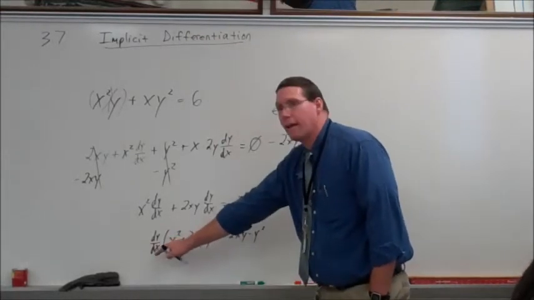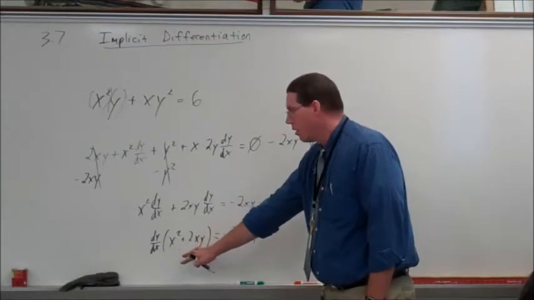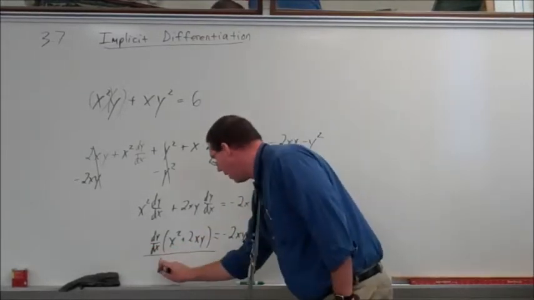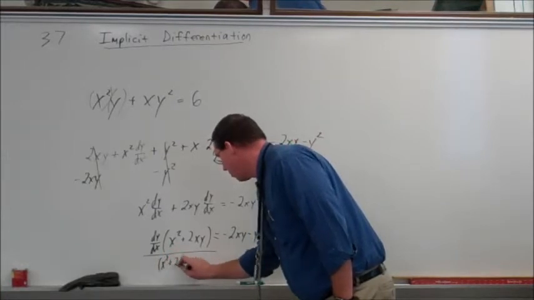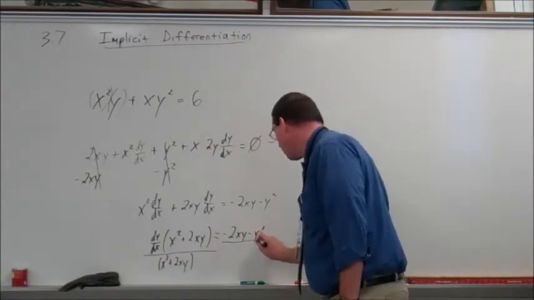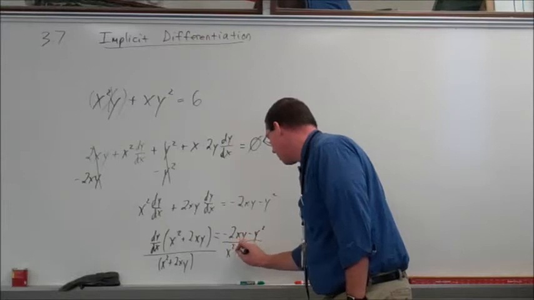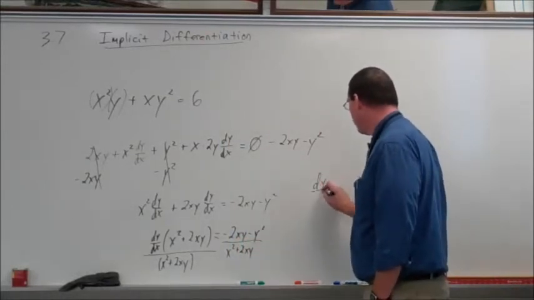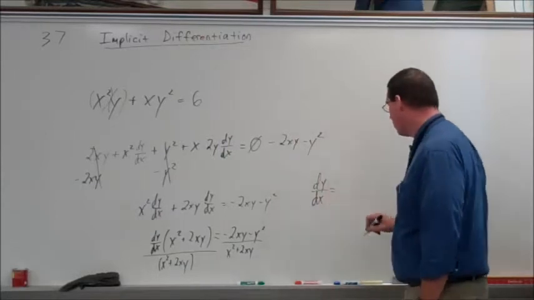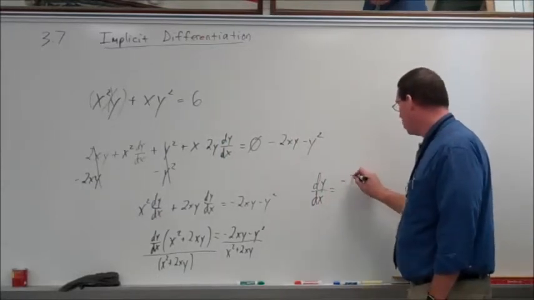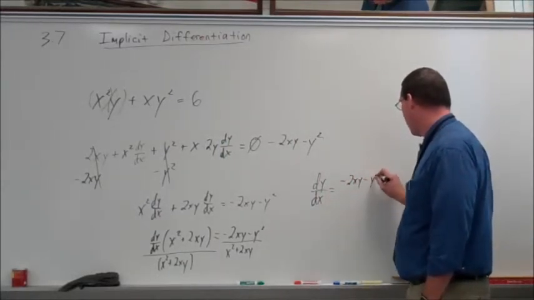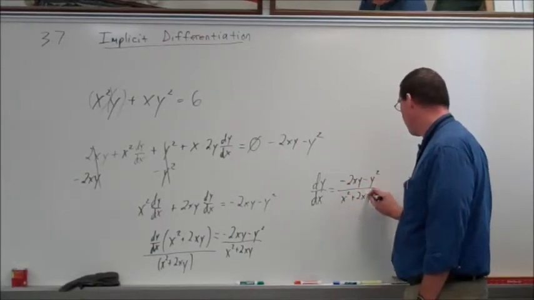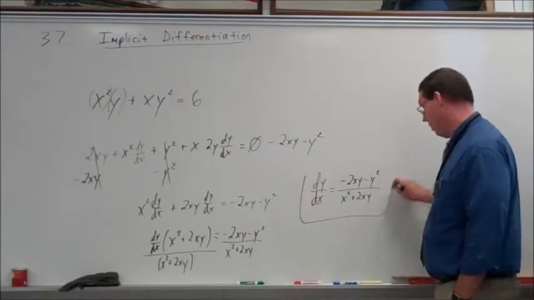We want dy/dx by itself, right? Anytime we want to get rid of something that's being multiplied, we divide by that. Divide by x squared plus 2xy, and that means on this side we have to divide by x squared plus 2xy, which means our final answer, dy/dx, is equal to negative 2xy minus y squared over x squared plus 2xy. There we go. Leave it like this.